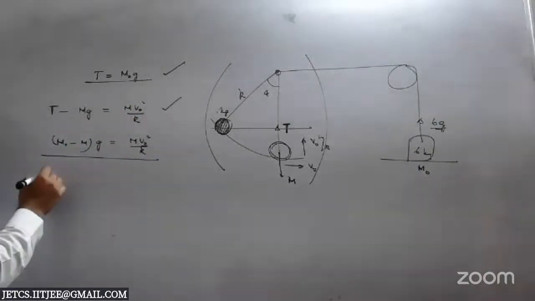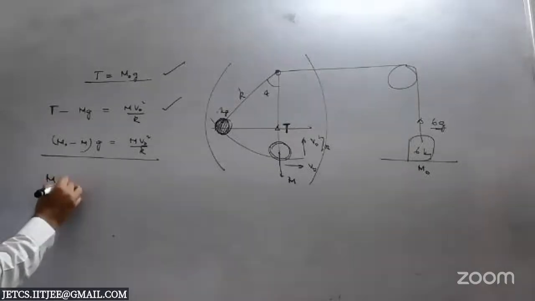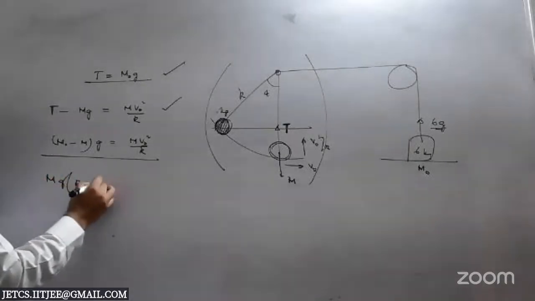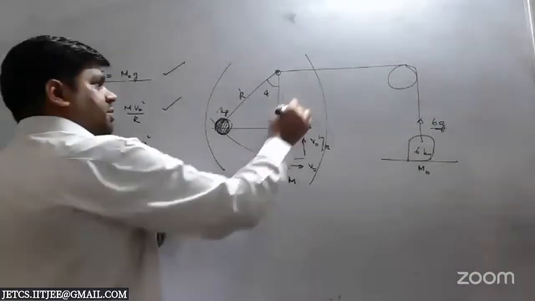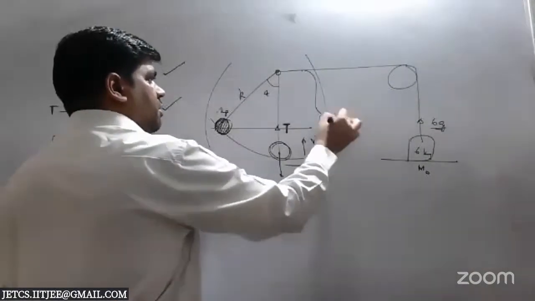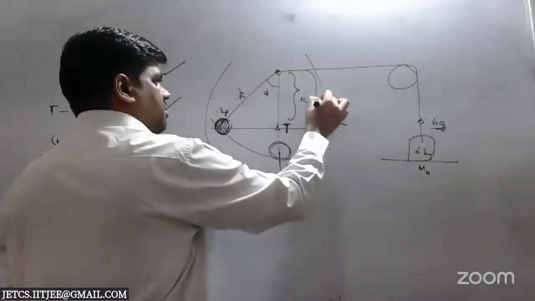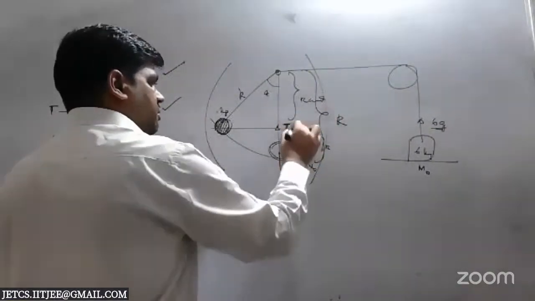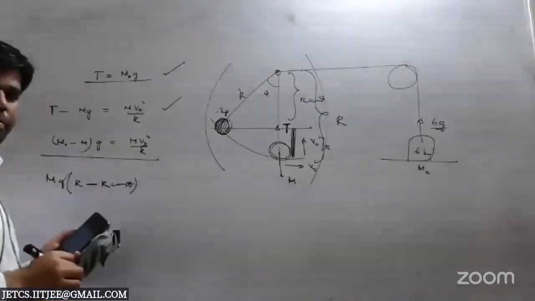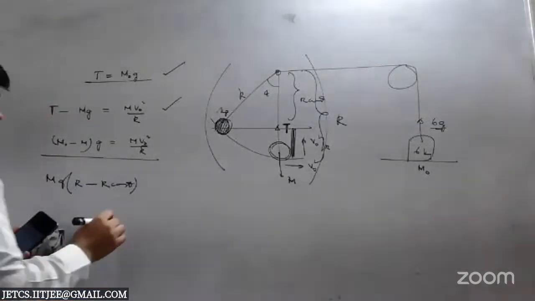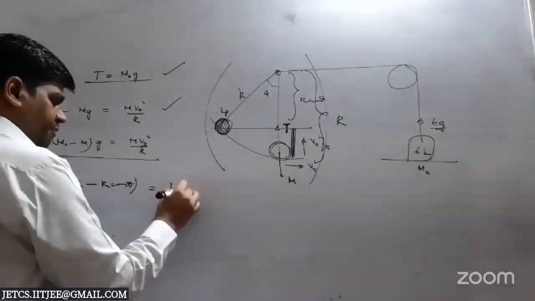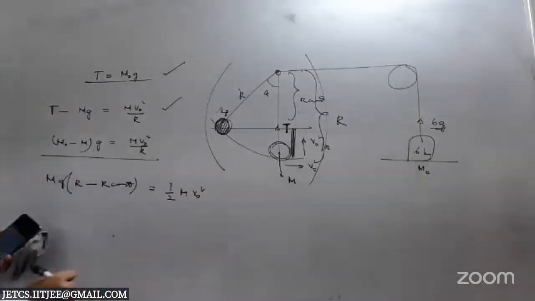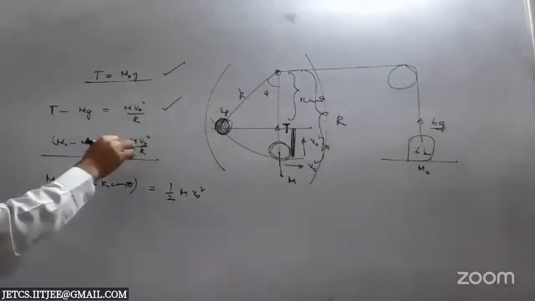Now energy equation. mg into r minus r cos theta. Why is it r minus r cos theta? This is r. This is r cos theta. So this remains r minus r cos theta. mg into h, drop in potential energy, is gain in kinetic energy, half mv square. Required mv square by r.